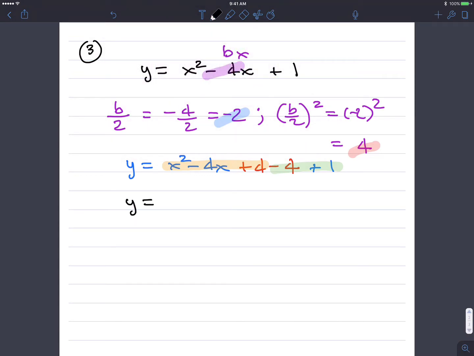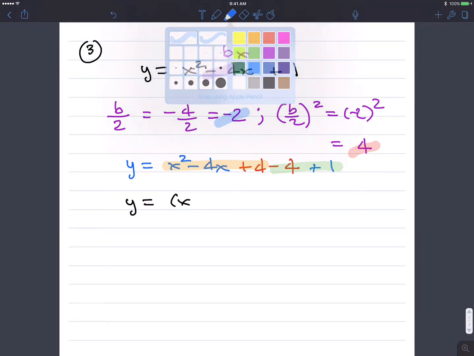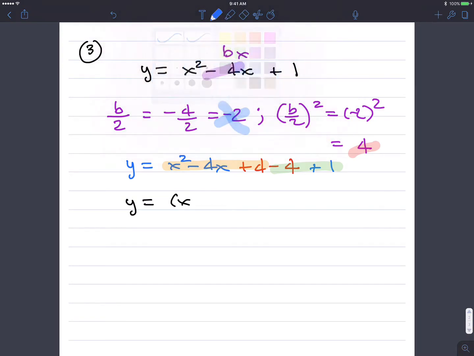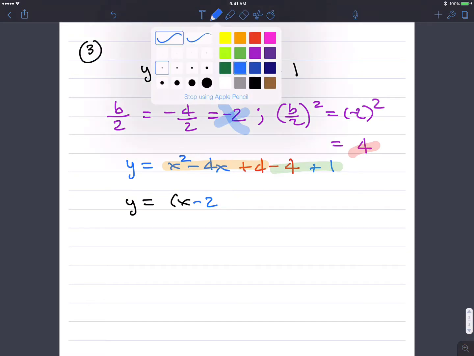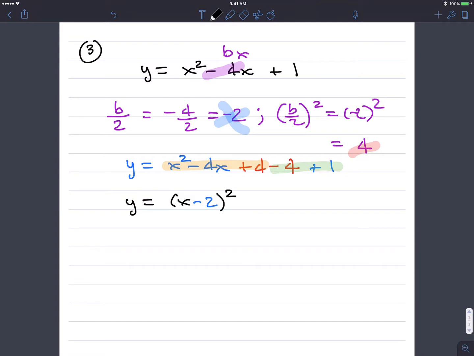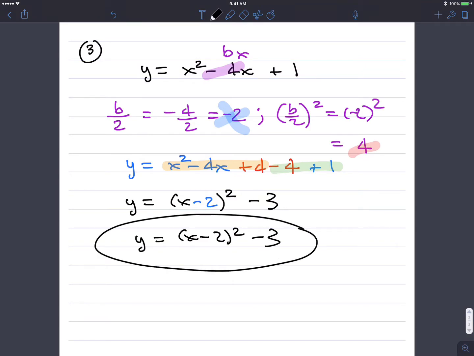Y equals, when I factor the perfect square trinomial, notice again what I have here. This number here is negative 2. I'm going to put this negative 2 here, and I'm going to square everything. So I'm going to square this difference. I'm going to add negative 4 plus 1, and I get negative 3. And ladies and gentlemen, what you see here is your quadratic equation in a different form. We have completed the square. And that's number 3.